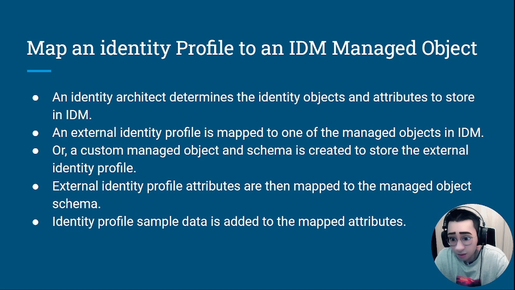Can we map the external identity object we want to track to an existing managed object in IDM that is provided by default? If not, do we need to create a custom object for it? So you want to go through a data mapping exercise to map the data you are trying to track from the real world to how Identity Manager can store it. And if necessary, you can create your own object for it if the existing default objects don't suit your requirements.